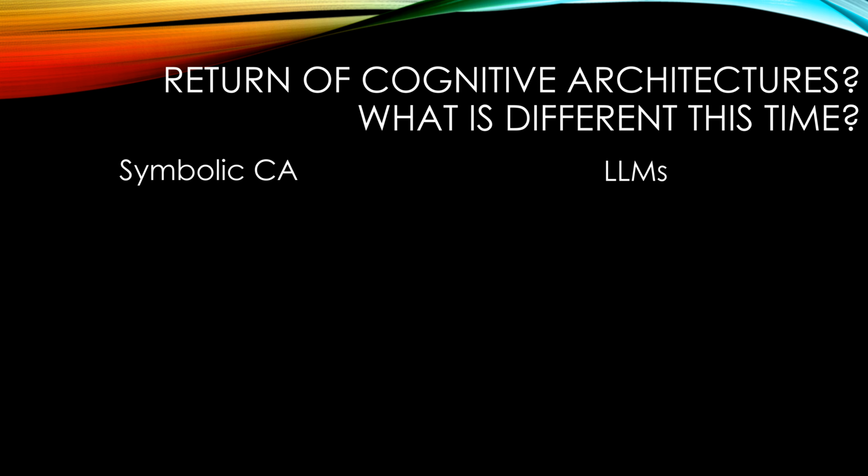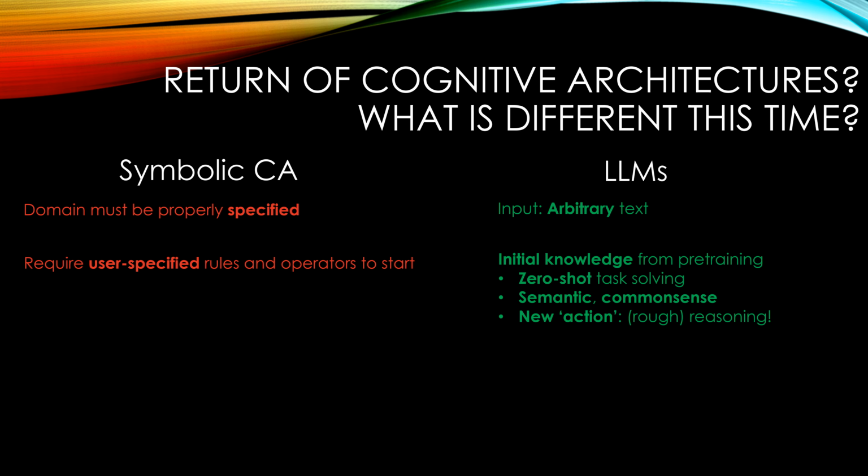Now that we have introduced the two key ideas, cognitive architectures and language agents, let's recap. Why are we reviving an old idea? What is different this time? In cognitive architectures, we need to specify the domain properly. On the other hand, LLMs can take in arbitrary text, which eliminates the need for such specification assuming the knowledge is acquired during pre-training. Which brings us to the next point.